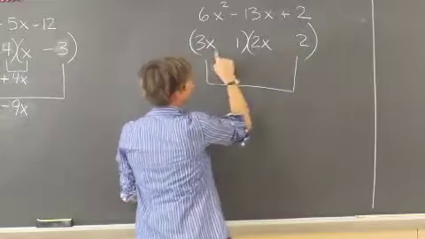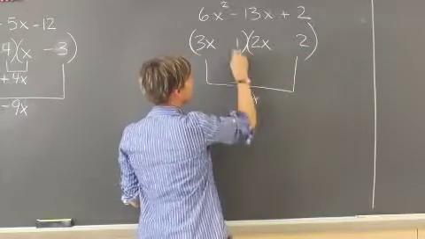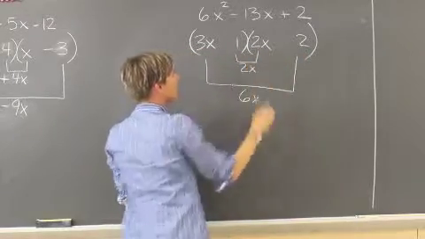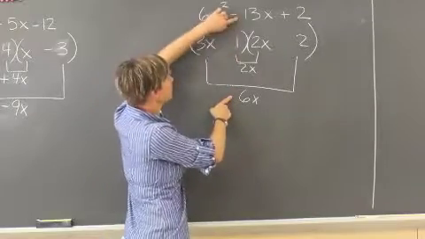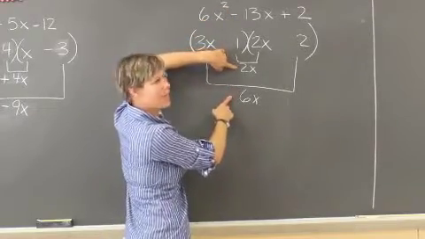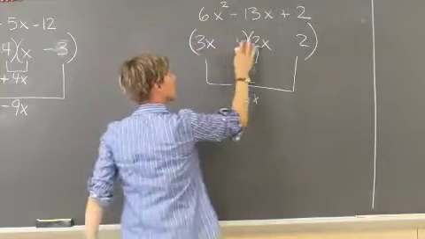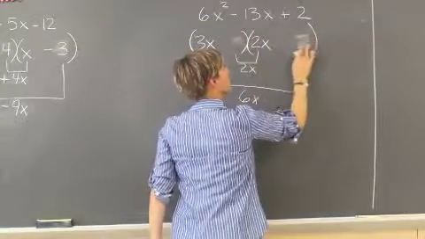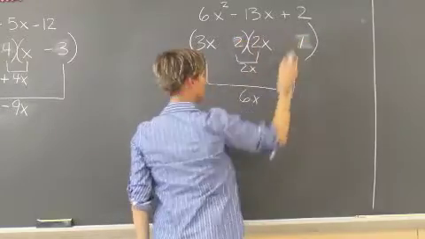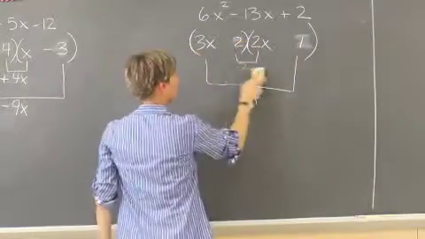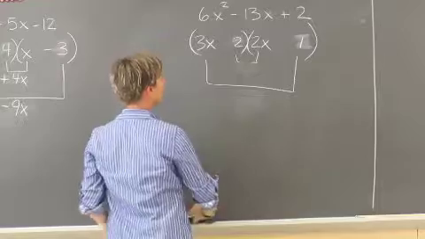So now I have 3x times 2, which is a 6x. 2x times 1, which is a 2x. Can't get myself to a 13. I got a 6 and a 2. If I add, I get 8. If I subtract, I get 4. It's not going to happen. So I must have messed up my 2 and my 1. So I put my 2 and my 1. Erase these guys. Try it real quick again.